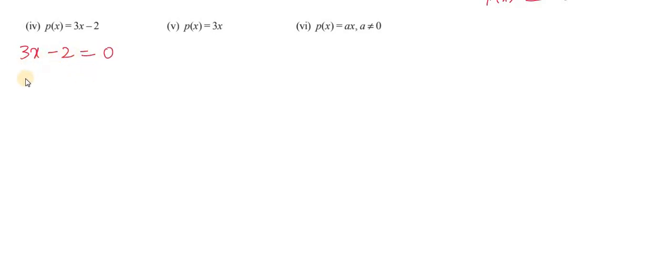So therefore, what is the x value? Here 3x is equal to 2. So therefore x is equal to 2 by 3. Okay, so x is equal to 2 by 3. So this x, 2 by 3, is the zero of the polynomial.